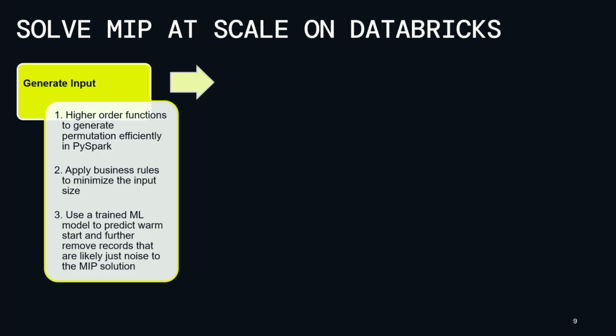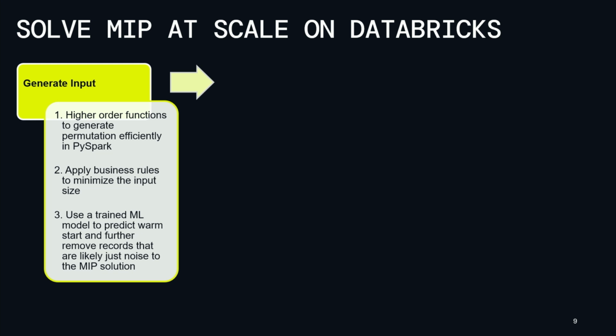Here is how we do it with Databricks. So first off, we use PySpark and also higher-order functions to generate permutations very efficiently because we want to avoid using any user-defined functions because they can be potentially slower. Try to stick with the most native syntax with Spark. And then we apply some business rules to try to minimize the input size.